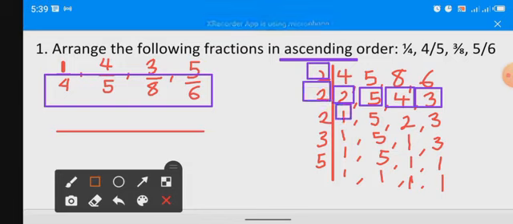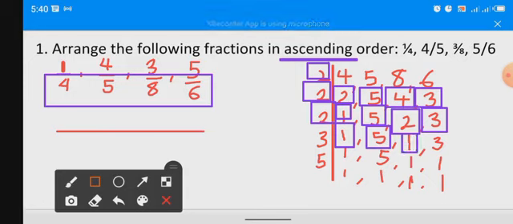2 will not divide 5, you write the 5. 2 will divide 4 to give you 2. 2 will not divide 3, so you write 3. Now check again. 2 will divide this 2, so you could still use 2 to divide, and you write your 1. 2 will not divide 1, you just write the 1. 2 will not divide 5. 2 will divide 2 to give you 1. 2 will not divide 3, you write your 3. Now 2 will not divide any number here.